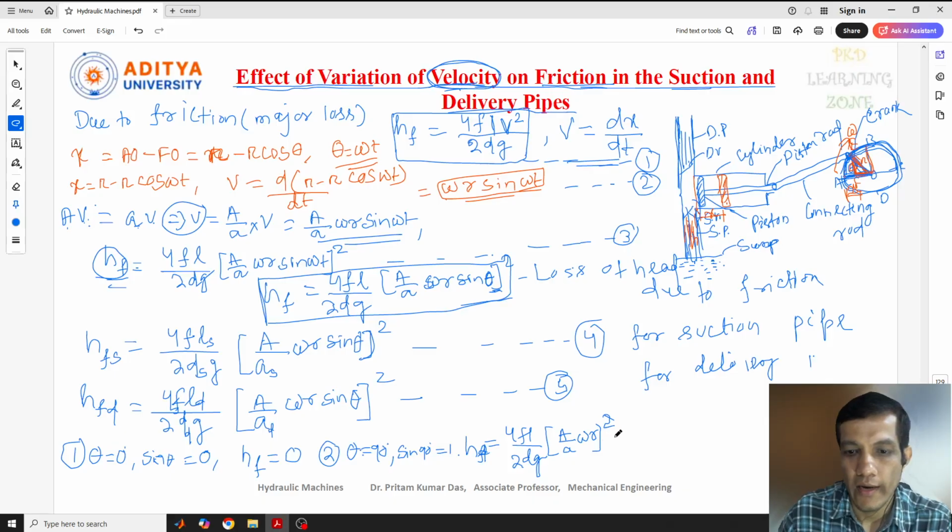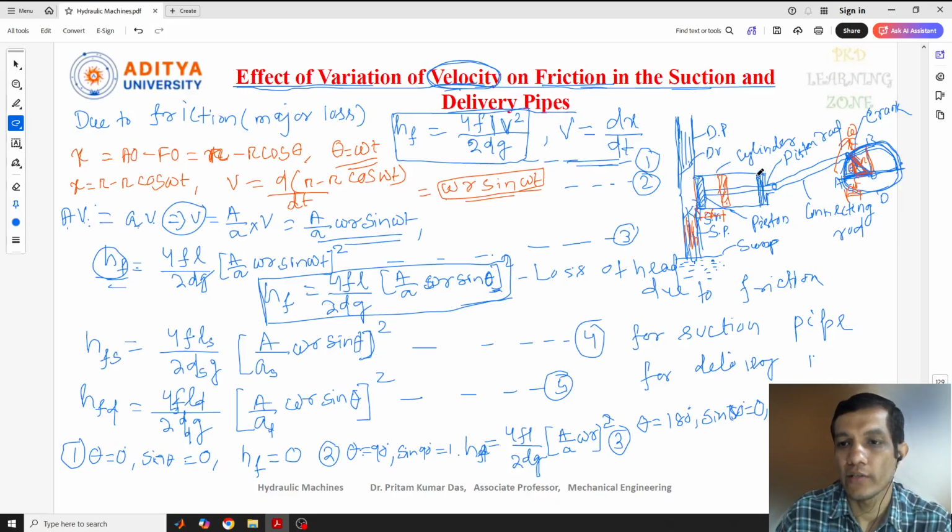And the third one, when theta equal to 180 degree, sine 180 we know is 0. Again we get HF equal to 0. That means when the crank reaches this point, the piston reaches the end, and at that time there is no movement of fluid in the pipe. So at that point we also get the loss of head as 0. As simple as that. I told you previously that at this point the velocity of the piston is 0, and at the middle we get the maximum. That's what we got here also.